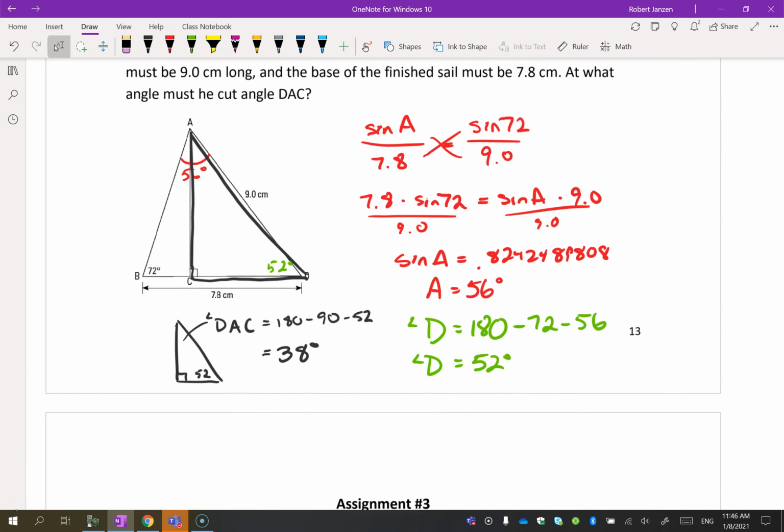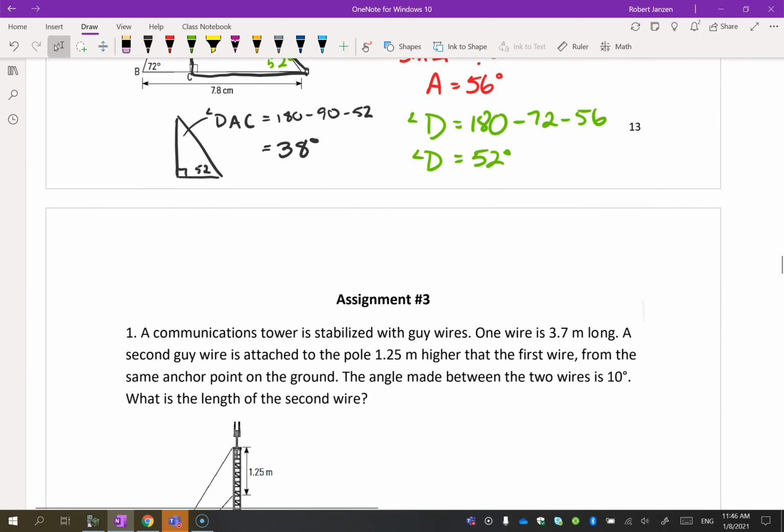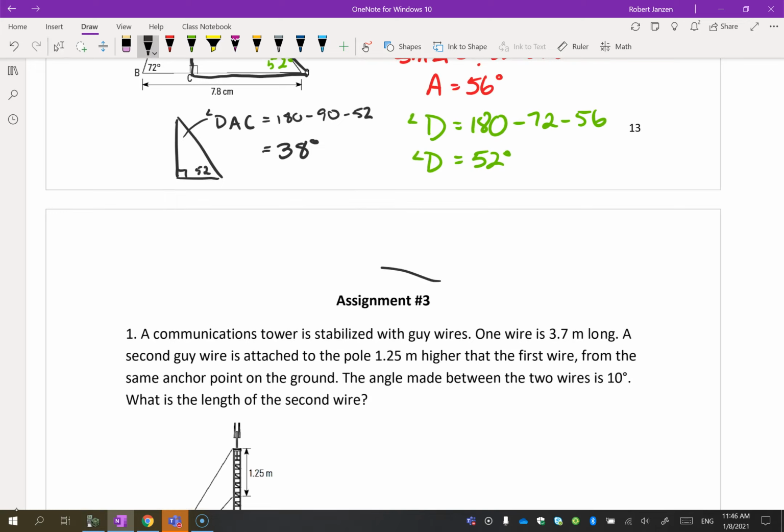So these are definitely more difficult. They're problems. They're not just straightforward questions. So you're going to need a little bit of practice with them. Here's your practice. Okay, please do assignment 3.